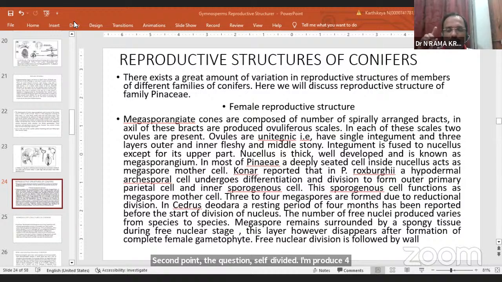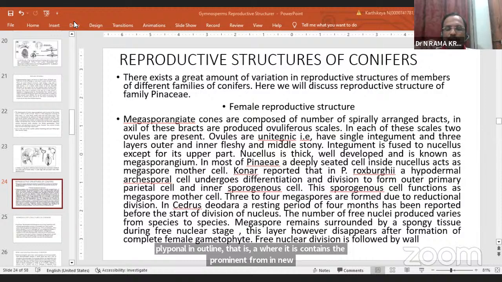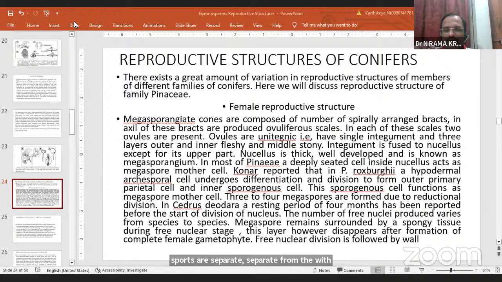The wall consists of the epidermis, two middle layers, and the innermost layer, which is the glandular tapetum. The inner archesporial cells give rise to sporogenous cells, which are ultimately differentiated into microspore mother cells. These cells are polygonal in outline and contain a prominent nucleus. Later the spores separate as tetrads, where meiosis takes place during the last week of January.